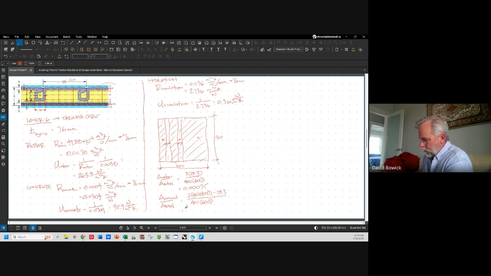I get 0.1332. Let's just check that again. 2 times 40 times 400 minus 28.3, divided by 400 times 600. 0.133. And now let's look at the insulation.